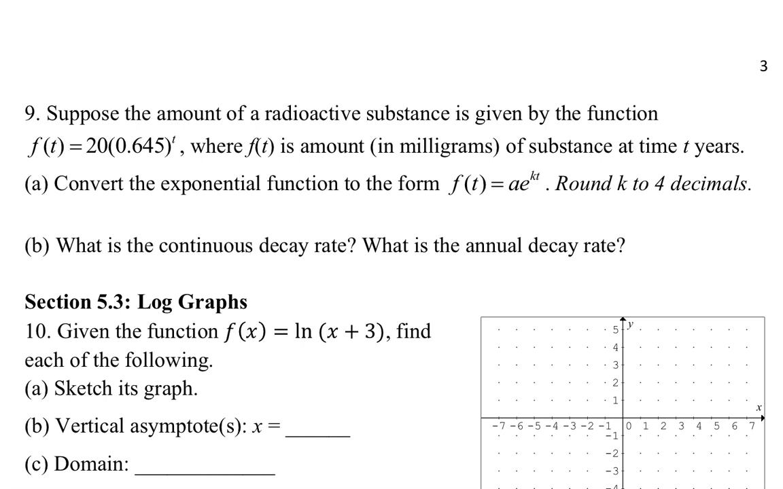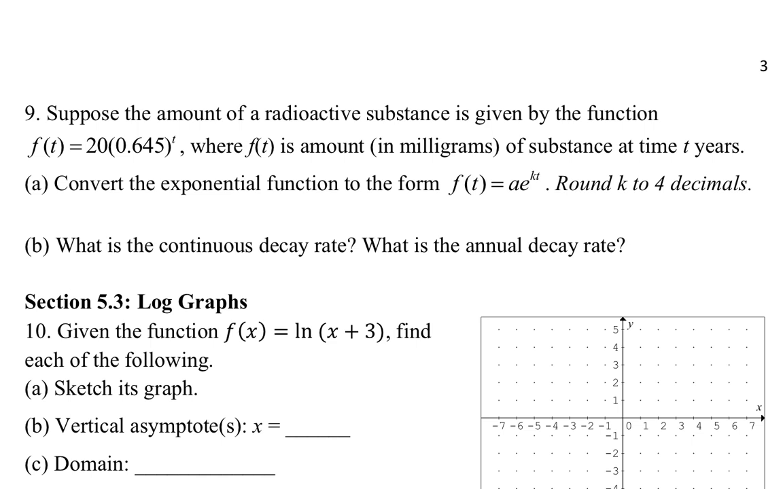Okay, so for problem number 9, it says suppose the amount of a radioactive substance is given by the function f of t equals 20 times 0.645 to the t, where f of t is the amount in milligrams of a substance at time t years. So part A says to convert that exponential function to the form f of t equals a e to the kt.